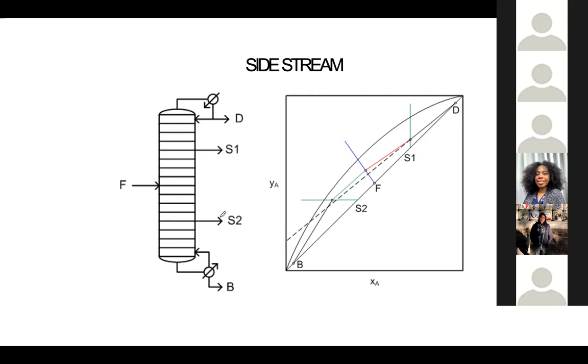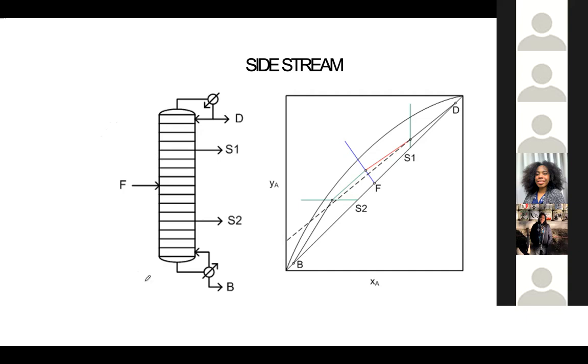Okay, now the next one is we want to use a side stream. This is 10.15, so maybe just a little bit. This is also the same with the side stream. So this is a type of side stream. So what happened with the side stream?